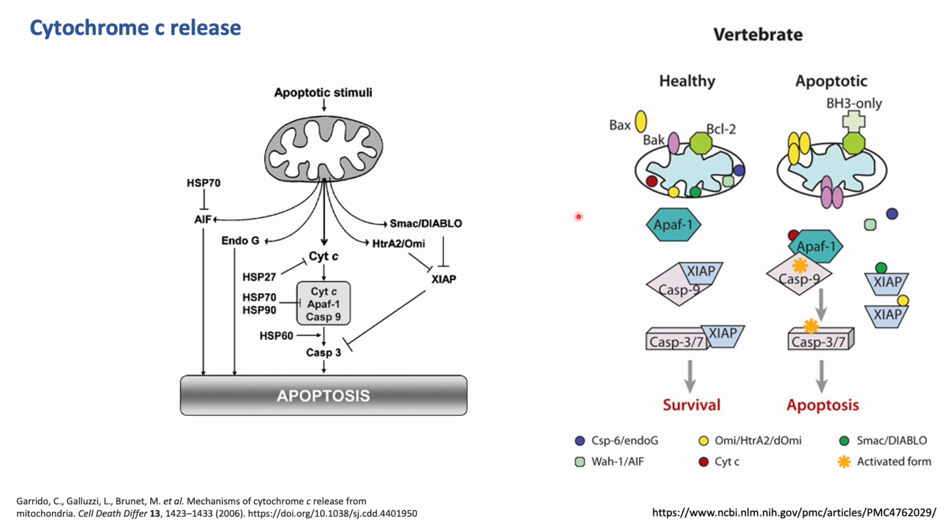The next is cytochrome C release. In healthy cells of vertebrates, the apoptotic protease activating factor 1, that is APAF1, is in an auto-inhibited form, and any basally processed caspase 9 and caspase 3 or 7 are bound by XIAP and hence remain inactive.